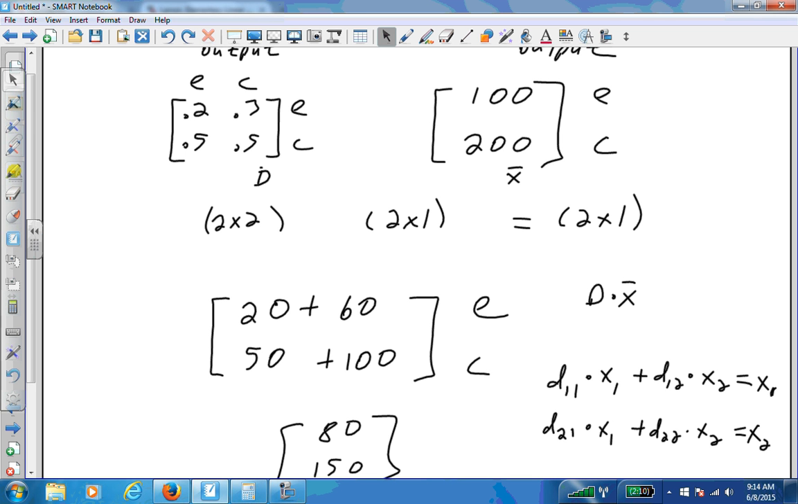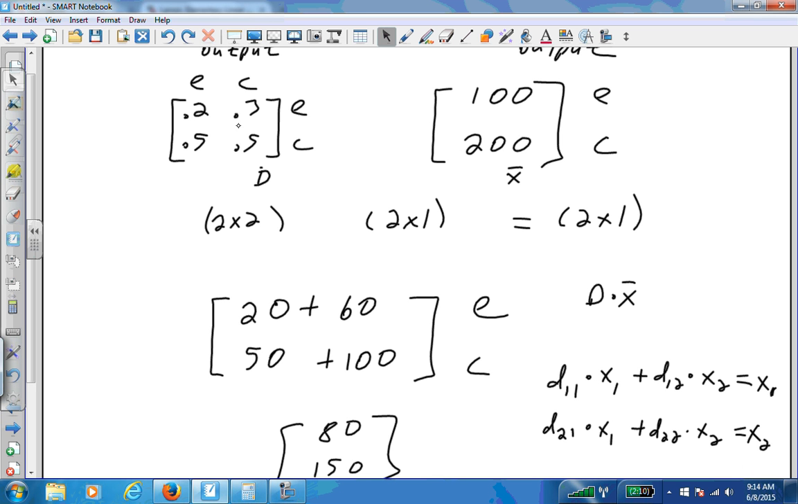But in and of themselves, the electricity is needed by the outside world, coal is needed by the outside world. So if electricity and coal were only used to make each other, and that was the only use for them, then that would be a closed system. And this is how you would figure that.